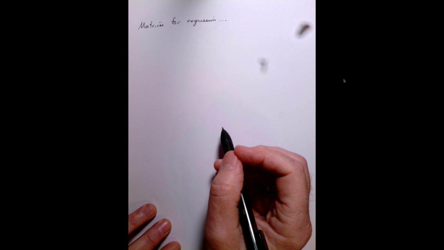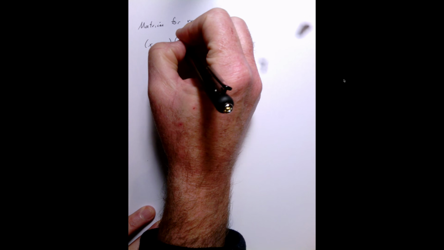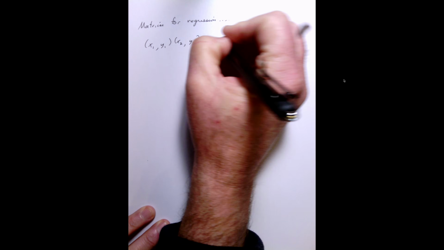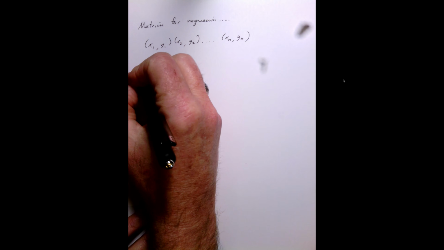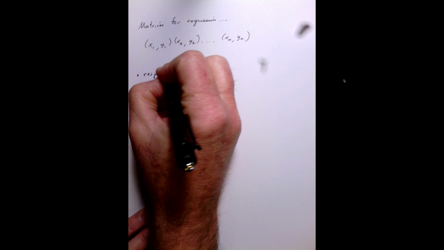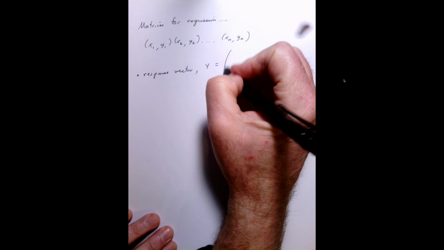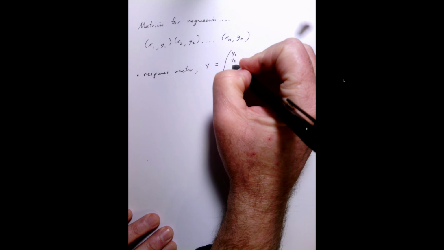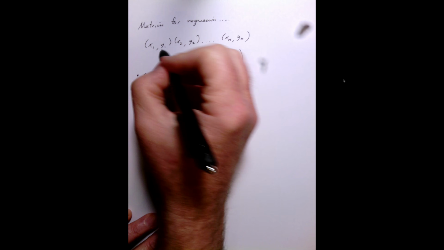So for matrices for regression, we can think about, first of all, we collect data. So we have n data points, x1, y1, x2, y2, and so on and so forth. First thing we can do is define what we call our response vector. And our response vector is just a column vector of our y's, all the way up to this value.